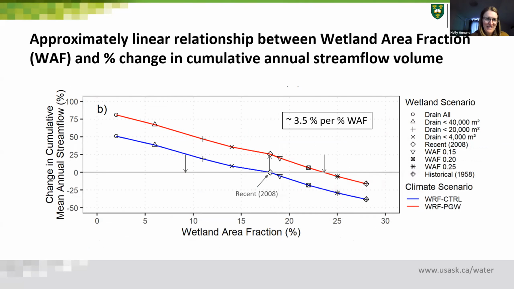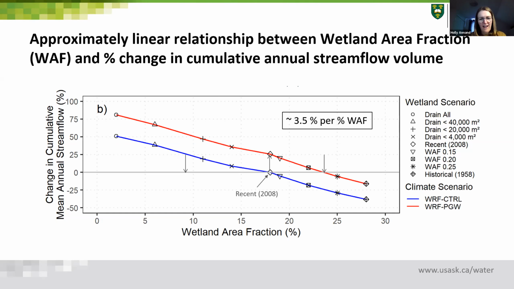So on the left of the picture you're seeing here on the y-axis, you'll see a change in cumulative mean annual streamflow volume, and on the x-axis is the wetland area fraction remaining in the basin. So the blue line here is the control period, or the current climate scenario, and we see as we decrease wetland area fraction or drain wetlands, mean annual streamflow volume is increasing, and as we move to the right, or restoring wetlands, then mean annual streamflow volume decreases. And that's all compared to the recent or 2008 period. So the jump up then is that same relationship, but in the future period.